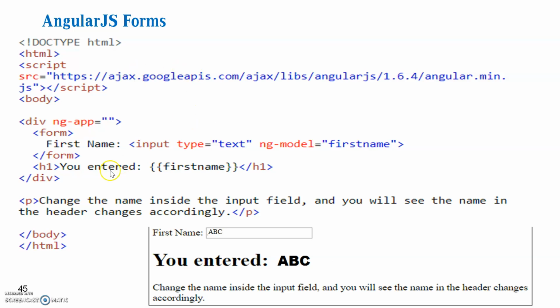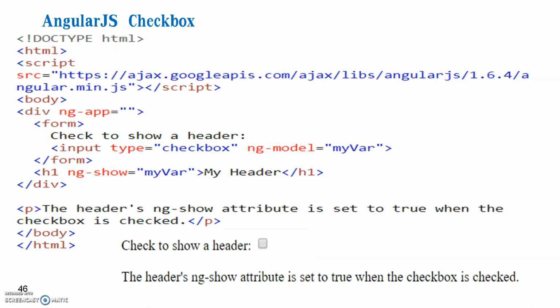One more example, ng-app, firstName input, and here ng-model firstName. Change the name inside the input field and you will see the name. Already we have seen in the first example, whatever you are typing here, that will be displayed here. That was also an example of an AngularJS form.